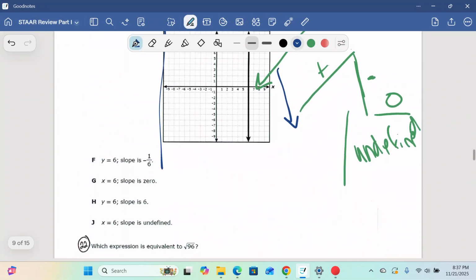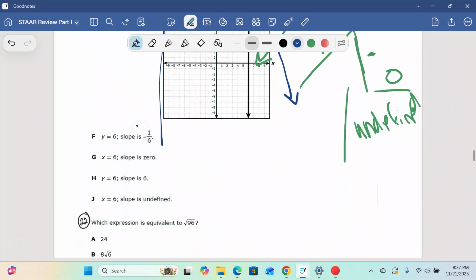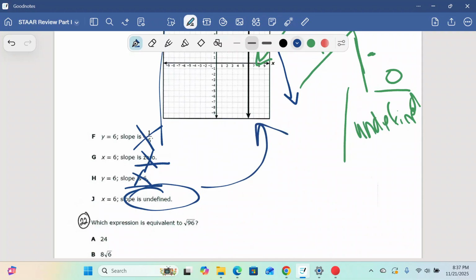So once again, the slope is not negative 1/6. The slope is not 0. The slope is not 6. The slope is undefined. So if you look at this question, we already know the answer choice is J. But then again, we want to see the correct equation.